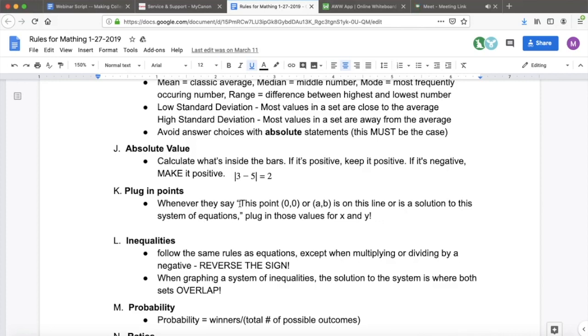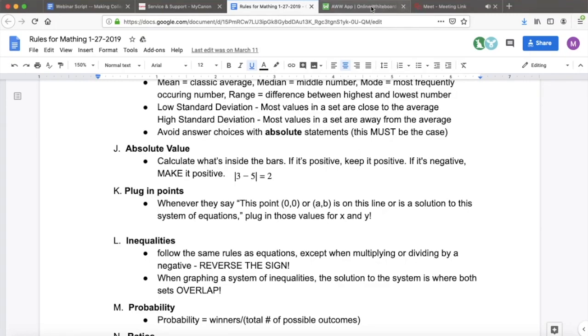Okay. Simon, I want you to read basic concept K on the rules for mathing for me. Whenever they say this point, (0, 0), or (A, B), is on this line or is the solution of this system of equations, plug in those values for x and y. Does that make sense, Simon? This is an ordered pair, (0, 0). That means when x is 0 and y is 0, we get a true statement there. And the same thing with A and B, right? When x is A and y is B, we get a true statement in that system of equations or in that equation. Does that make sense?